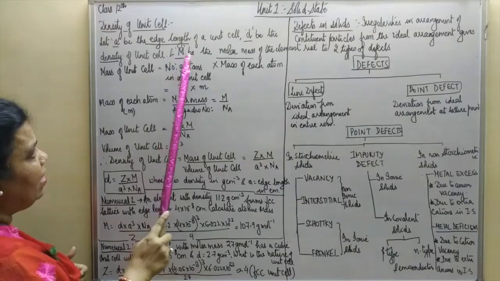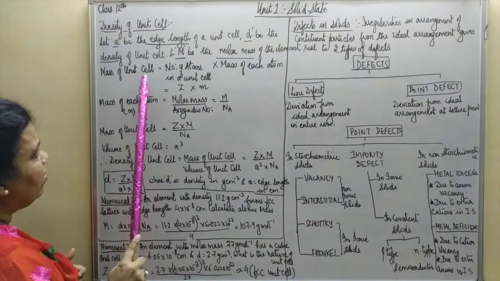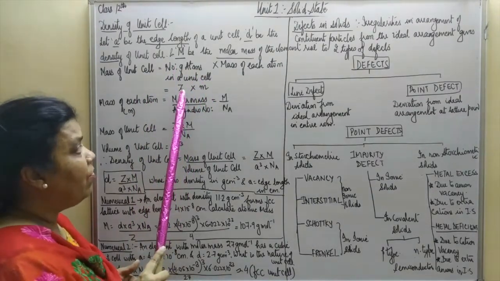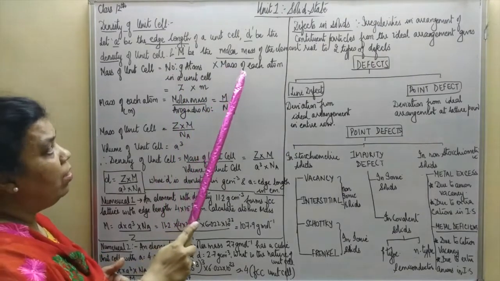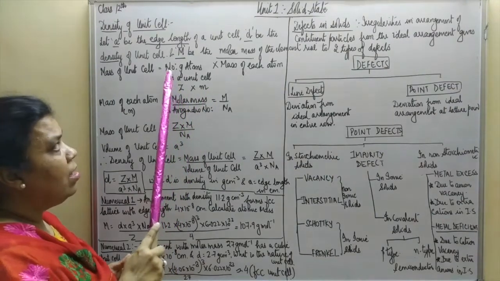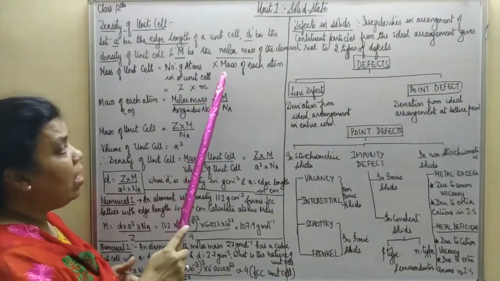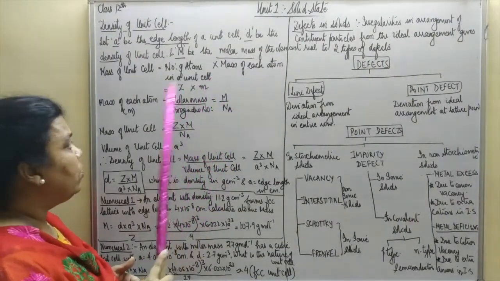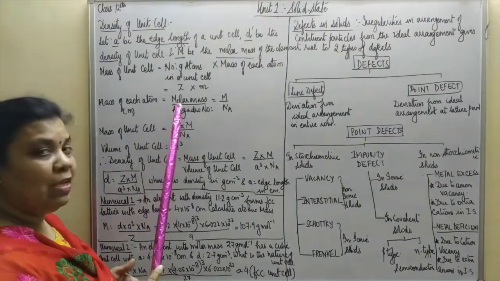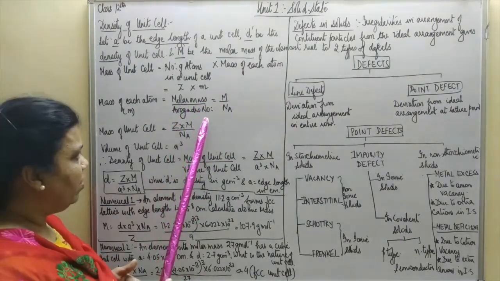let M be the molar mass of the element. We know that mass of unit cell is calculated by the formula number of atoms in a unit cell, which is actually the rank of the unit cell, into the mass of each atom, which is small m. Z is the number of atoms in a unit cell, also known as rank of the unit cell, and small m is the mass of each atom. Now, to calculate the mass of each atom, we know the formula that mass of each atom is equal to capital M by Na, that is the ratio of molar mass to Avogadro number.